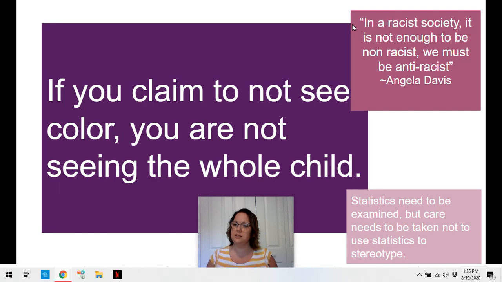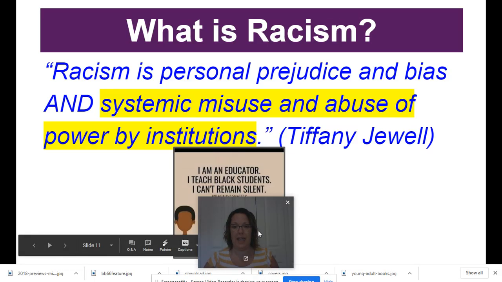And I also have the note here that statistics need to be examined, which we're going to do in a few minutes, but we also need to make sure that we don't use those same statistics to stereotype and pigeonhole all of our students, because those are not all of our kids' stories. Not all of our kids come from those same statistics. So just because a large number of Black and brown students are X or fit into this box or have a tendency to do this does not mean that applies all across the board. Just like white people tend to do this does not mean that I fall into that category. It's the same.